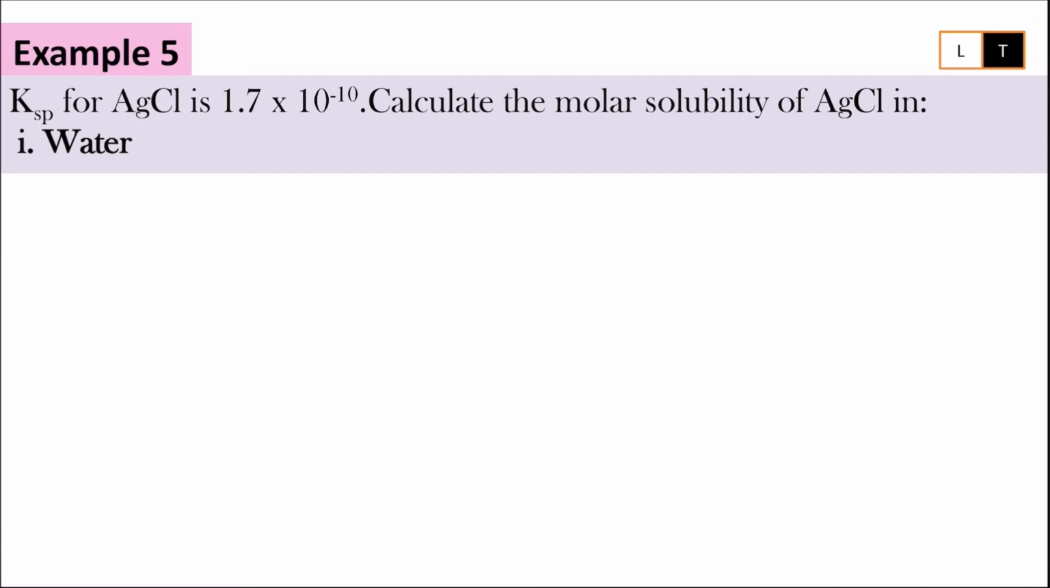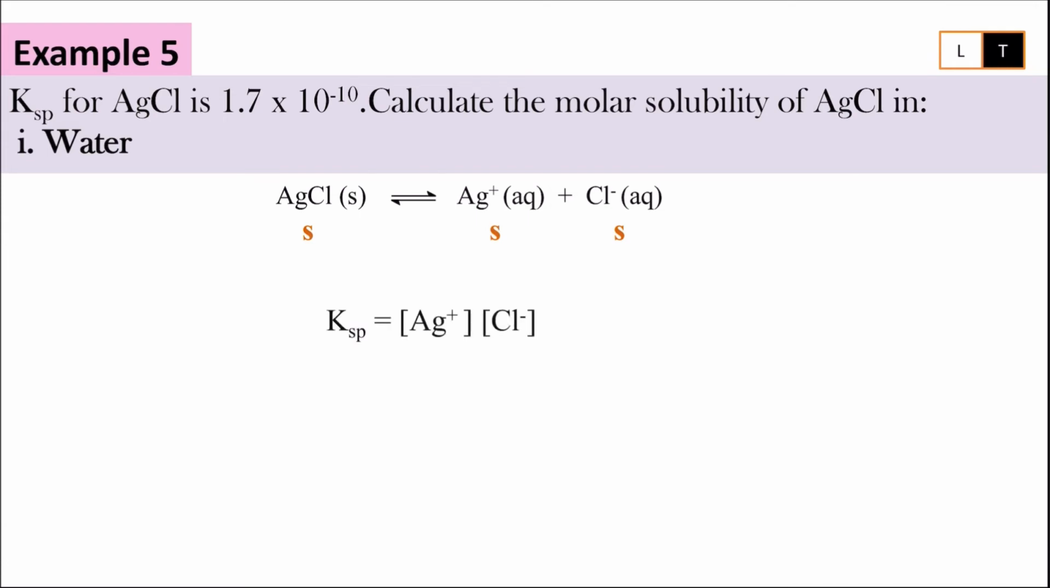Benda pertama, write the chemical equation. So you will have AgCl solid reversible with Ag plus Cl minus. Saya akan letak S sebagai simbol untuk solubility bagi each species. You will have like this. After that, we are going to calculate the value for KSP. So KSP equals to concentration Ag plus times with concentration Cl minus.